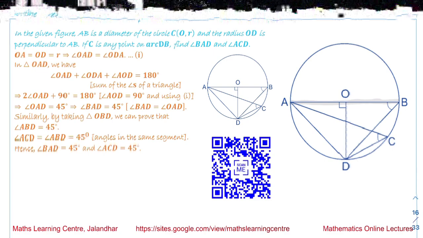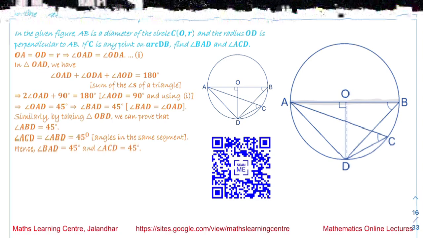Next, we are given a circle drawn on an isosceles triangle. ABC is an isosceles triangle, which means that sides AB and AC are equal to each other. A circle is drawn with AB as the diameter. Let it intersect this side at the point D. What we have to prove is that D is the midpoint of BC.